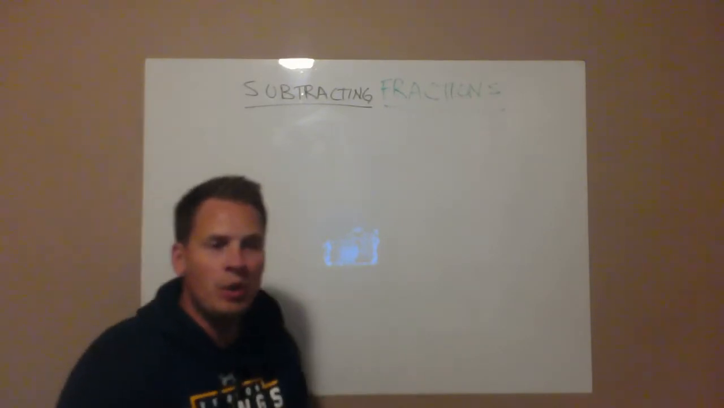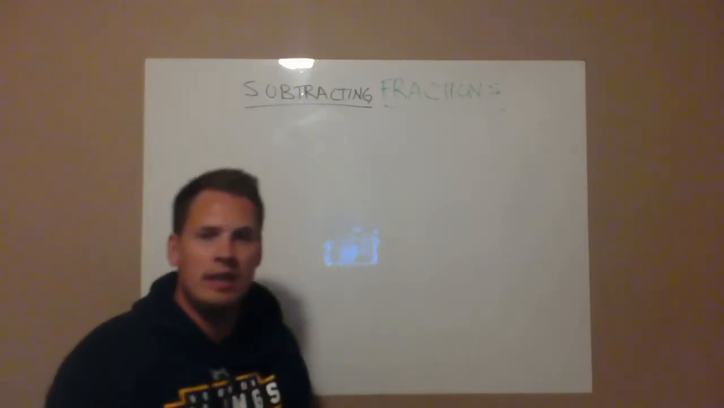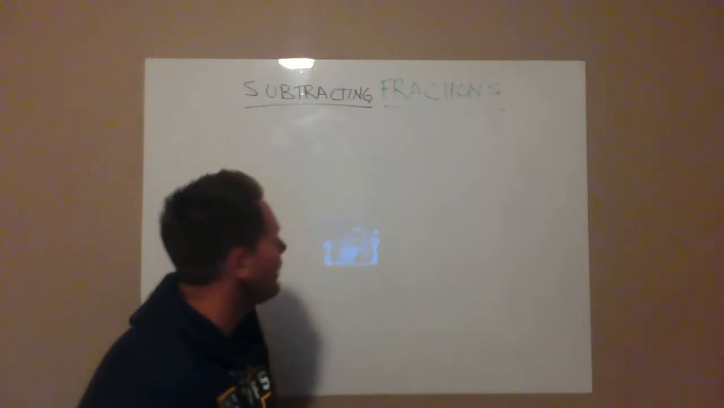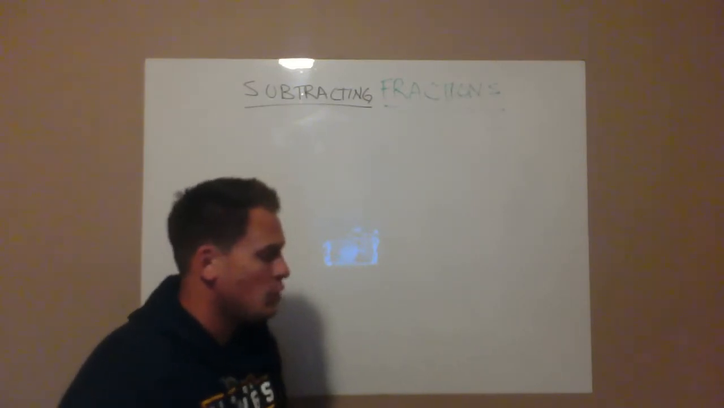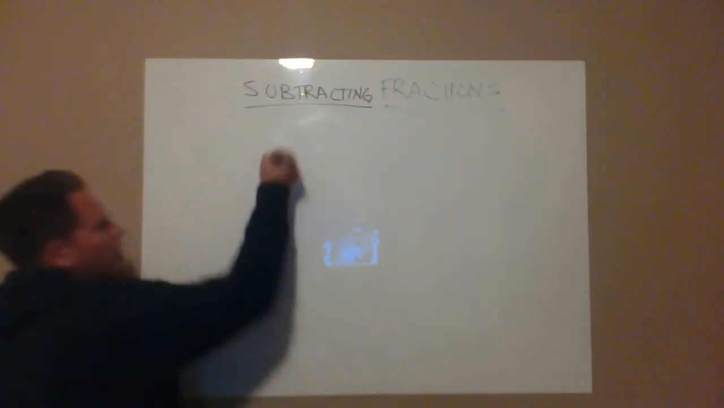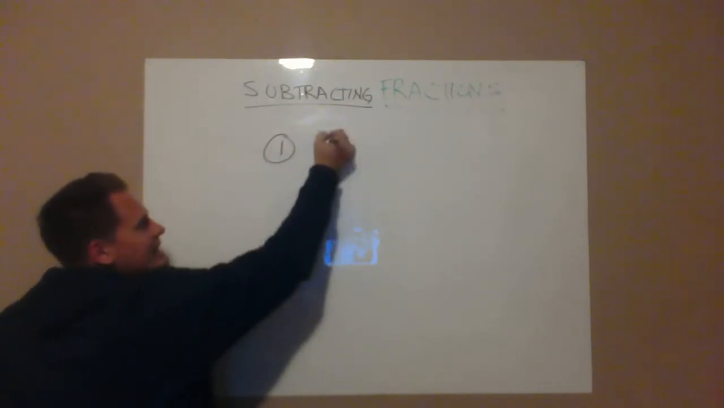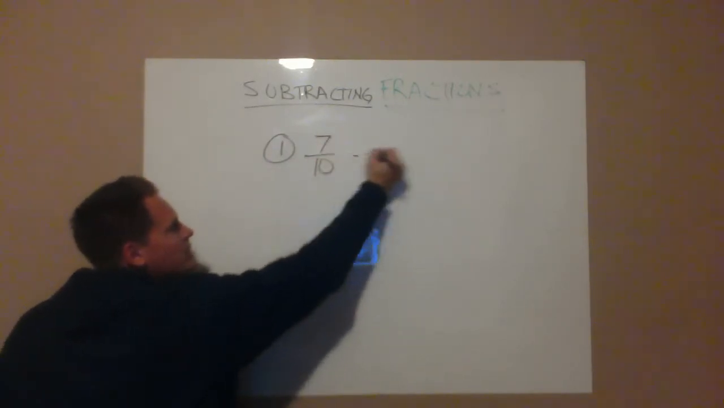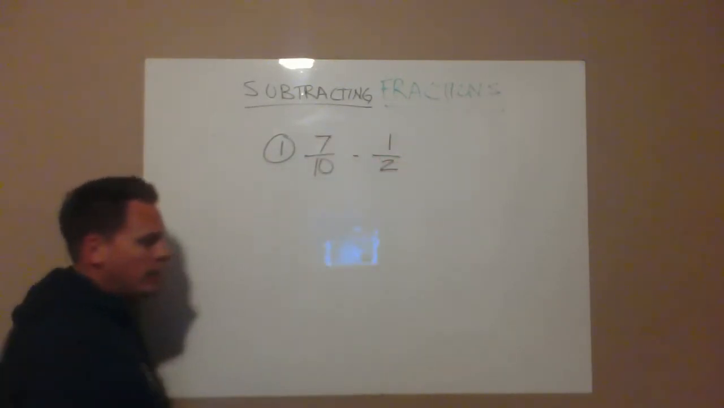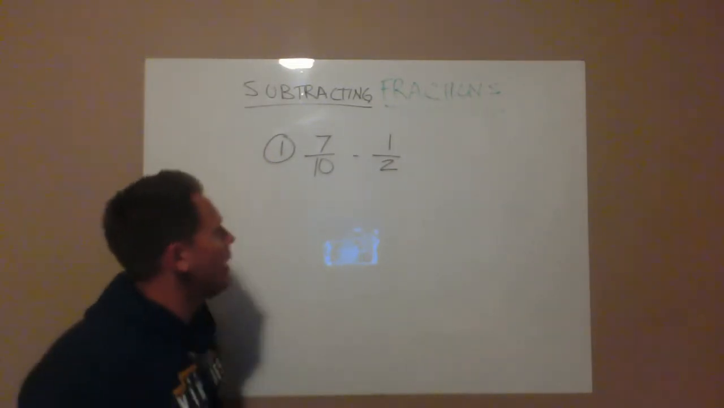We're not really going to go through too many details. I'm not going to rewrite it all over again. I'm going to try to stay nice and short for you. So number 1, I'd like you to do this one with me, is 7/10 minus 1/2. So hopefully you're writing this down. Hopefully you have your notebook ready to go.